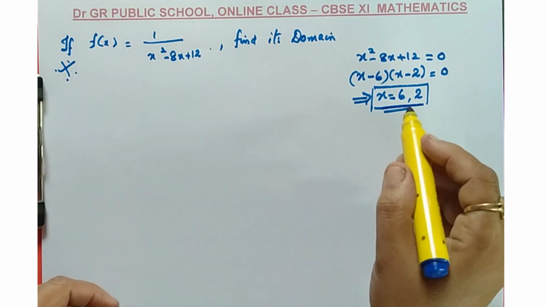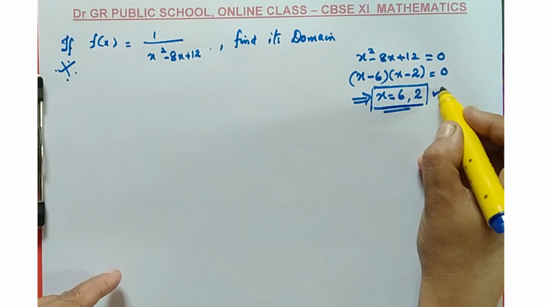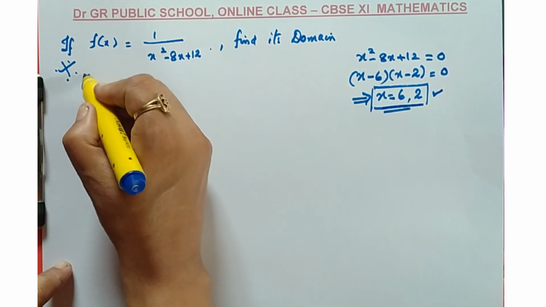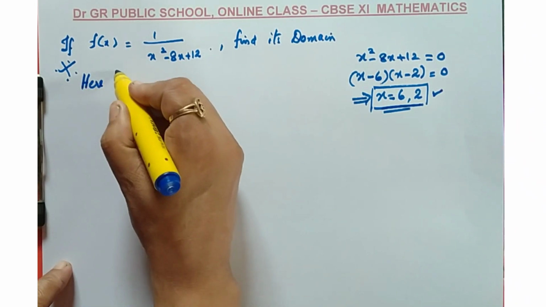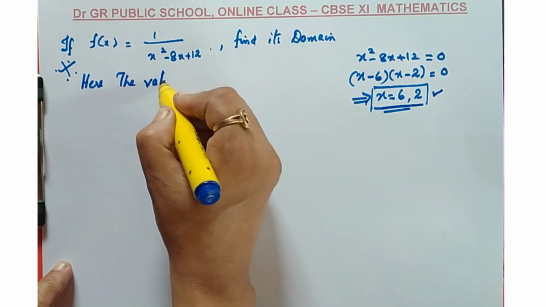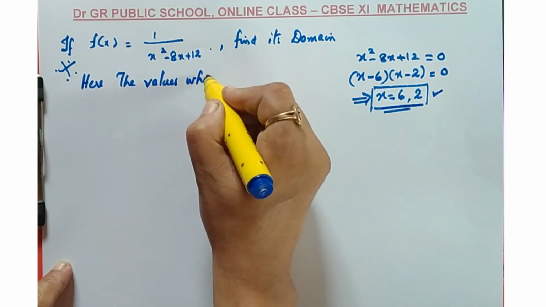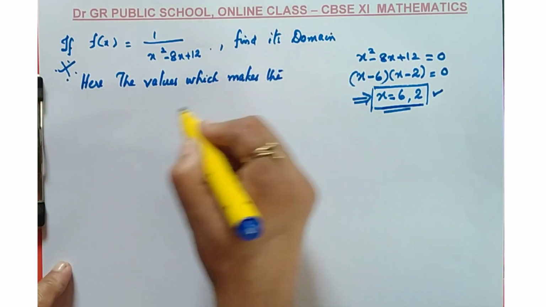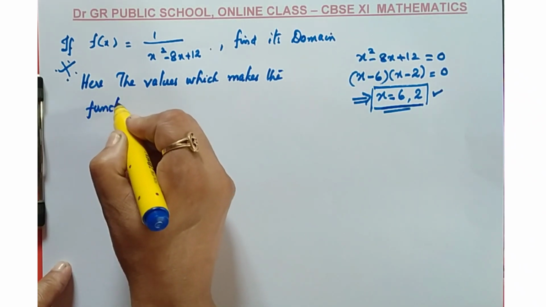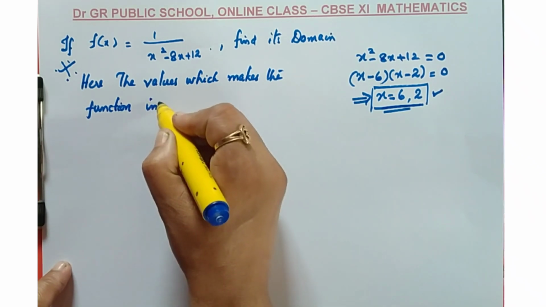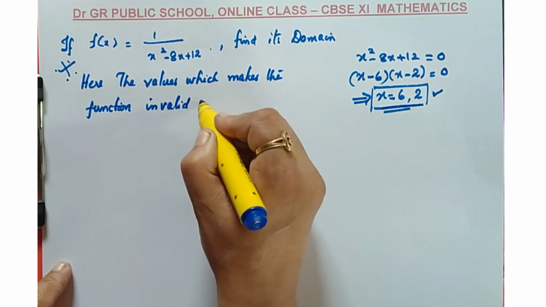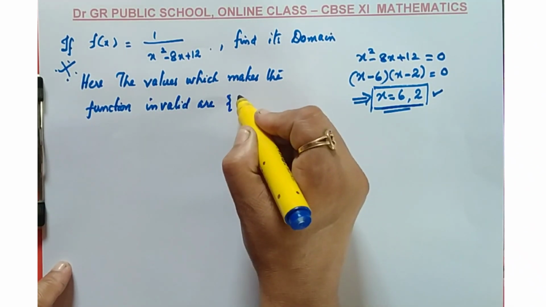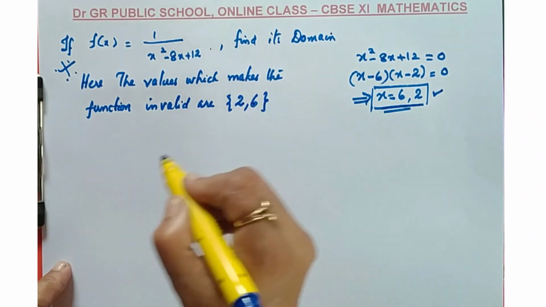So the values which make this function 0 or invalid are here. Which are the values which make the function invalid? The numbers 2 as well as 6.